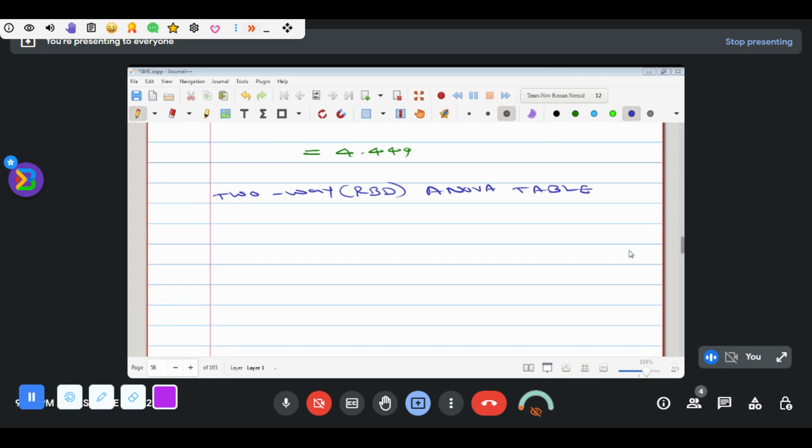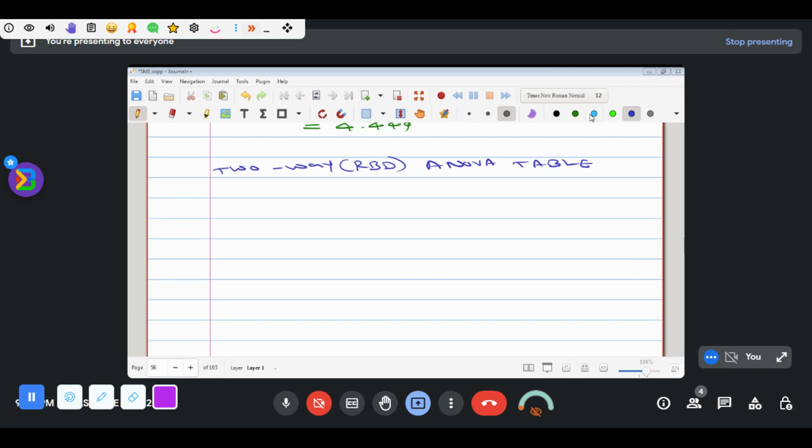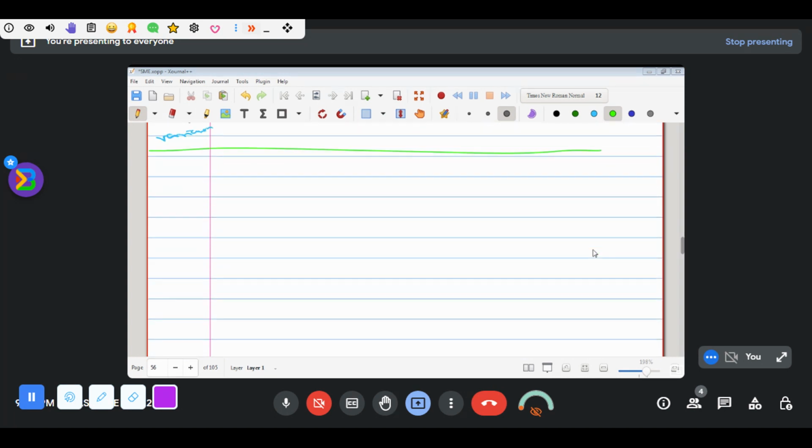So tell me what is the result here? Source of variance. Here we have sum of square, degrees of freedom, mean square, and the last one is F ratio. Total 3 values: one is between rows, between columns, and the last one is error.